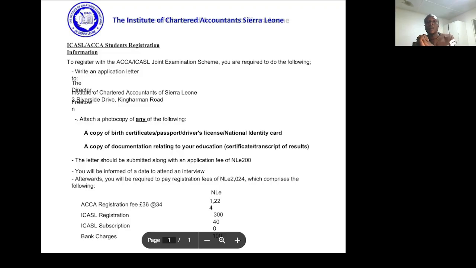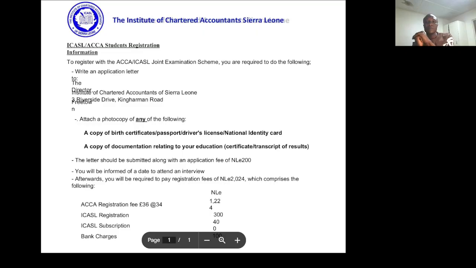Thereafter, an interview time will be scheduled based on the ICASL timing. It will be communicated to you as to when and how you are going to have the interview. Thereafter, we have a breakdown of cost that you need to incur with regards to your registration process. Currently, plus or minus, the cost will be 2024 leones.